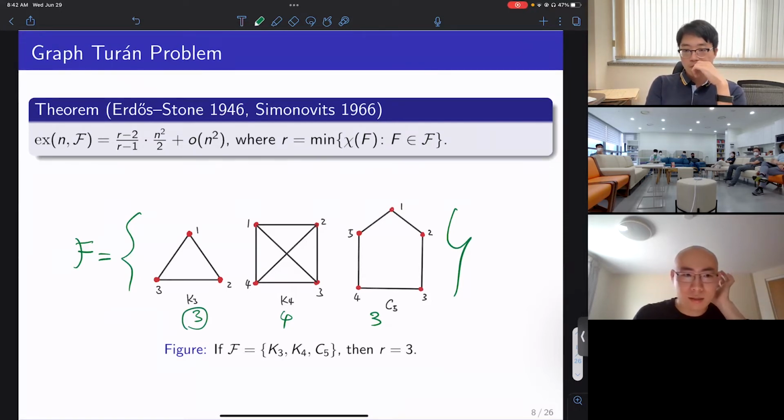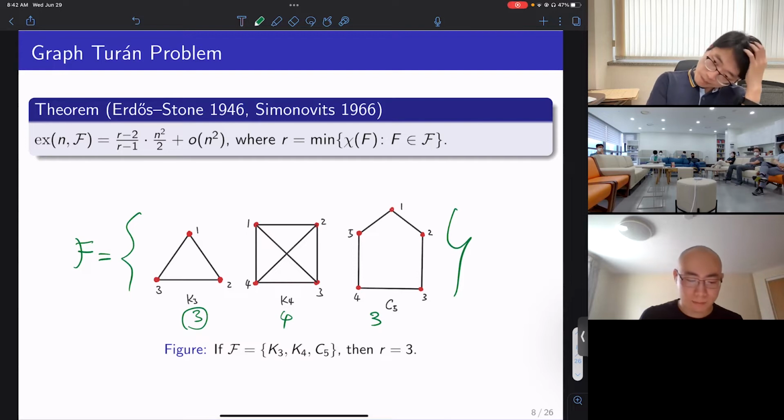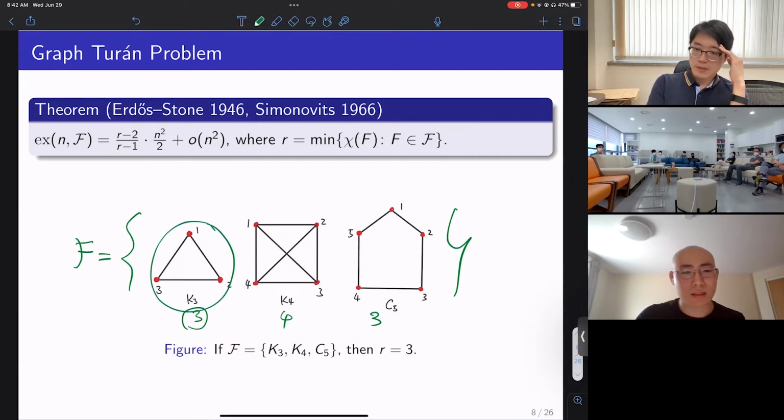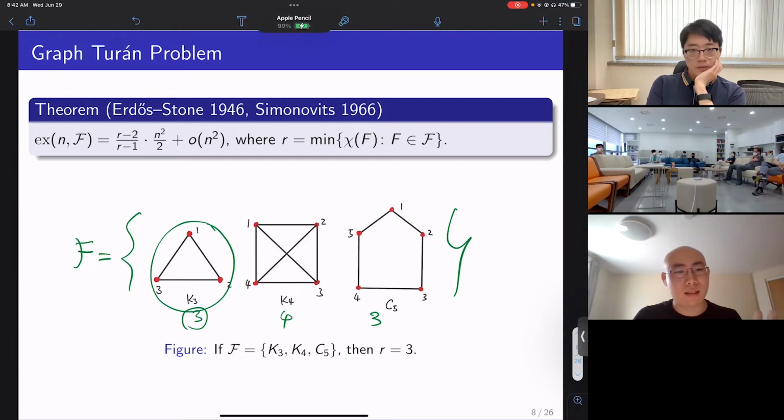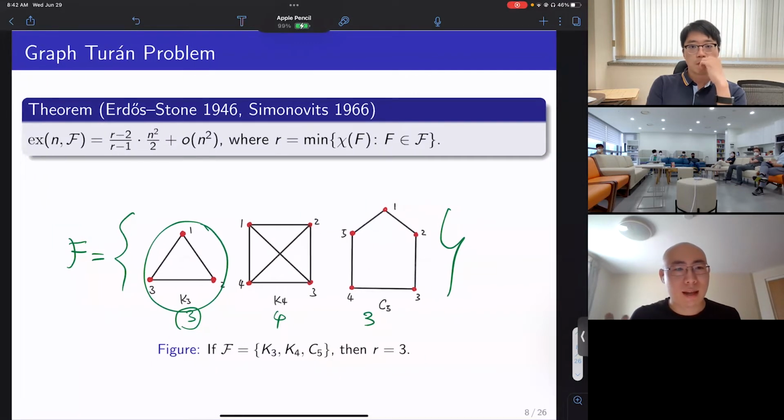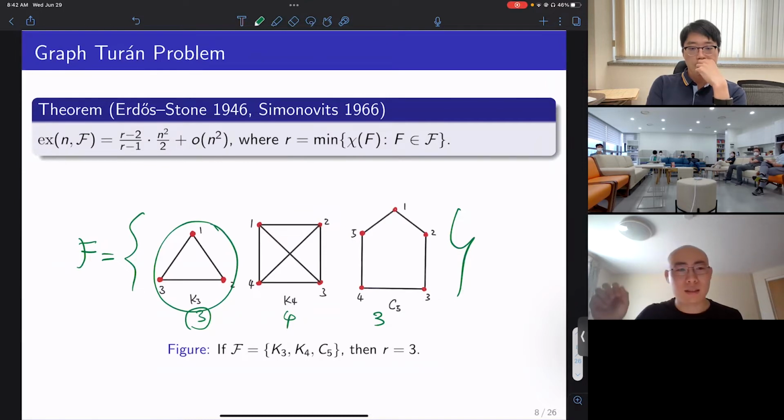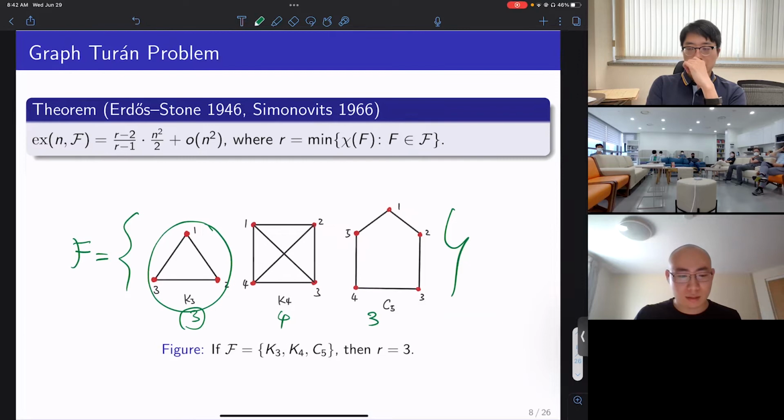And what Erdős and Stone proved is that what only matters for this family is this quantity. You can only consider the member inside F with the minimum chromatic number. There's some error term, little o, and we usually do not care about this. So this is the Erdős–Stone theorem. It determines the Turán density of any family, infinite or finite, we do not care.